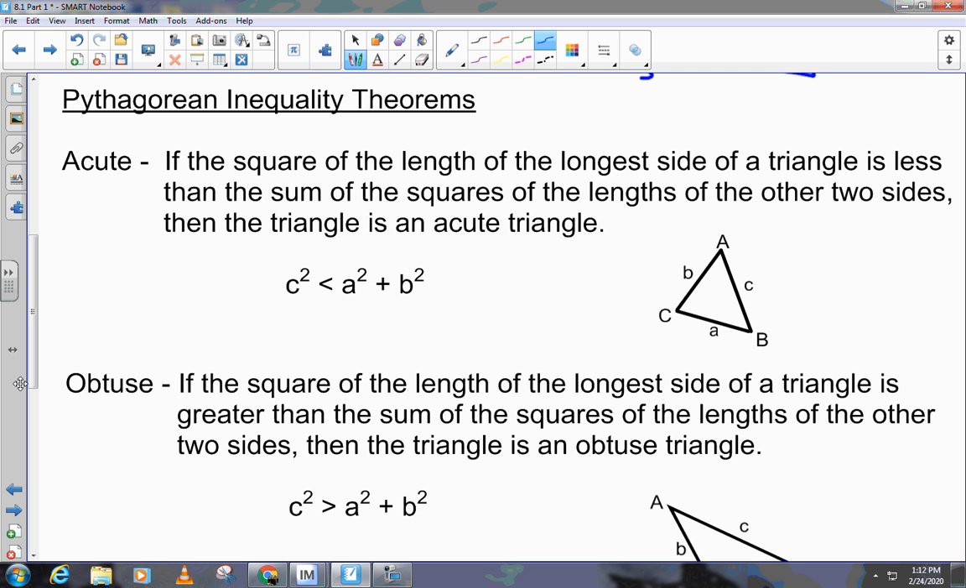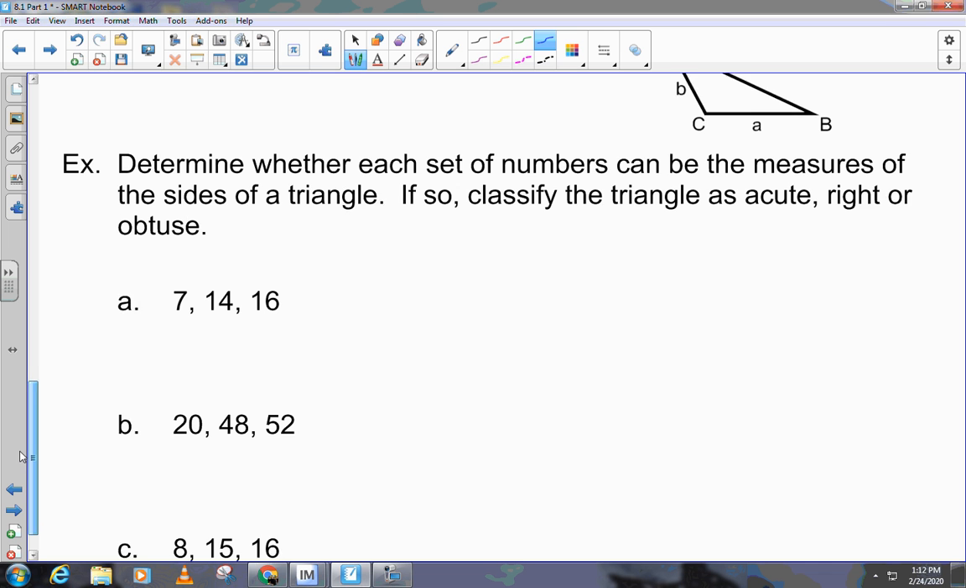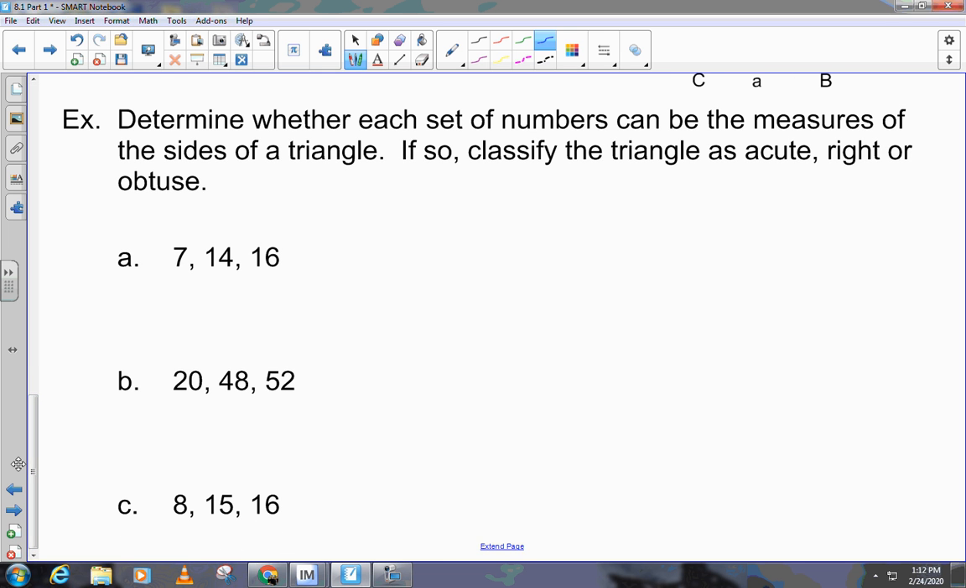So you always want to start with the longest side and compare it with the other two. If the longest side squared is smaller than the other two squared, then it's acute. If the longest side squared is greater than the squares of the other two, then it's obtuse. So let's do a couple of examples. But again, always make sure it's a triangle to begin with. So let's do that first. Does this make a triangle? Yes, 7 plus 14 is greater than 16. 20 plus 48 is greater than 52. And 8 and 15 is greater than 16. Okay, so again, we start with the longest side.